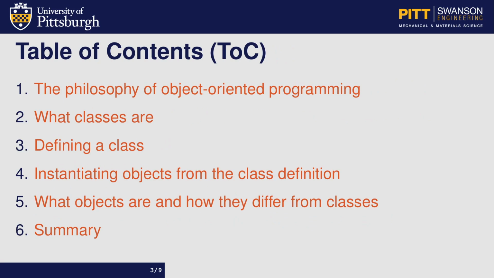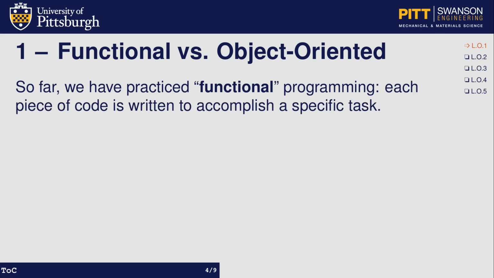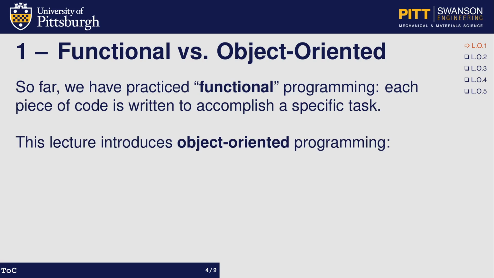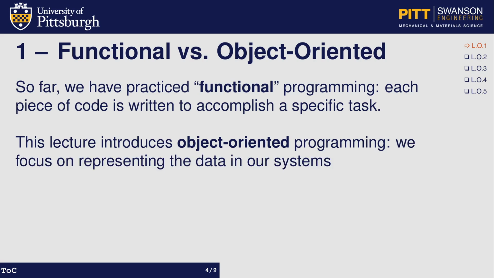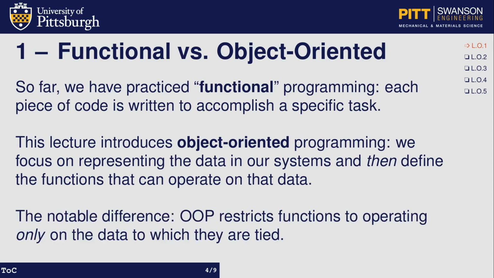This slide, the table of contents, contains hyperlinks to each of the sections to make the downloaded PDF easy to navigate. So far in this course, we've been practicing functional programming, which is where each piece of code is written to accomplish a specific task. This lecture introduces object-oriented programming, which is where we focus on representing the data in our systems and then define the functions that operate on that data. The notable difference between the two is that object-oriented programming, or OOP, restricts functions to operating only on the data to which they are tied.